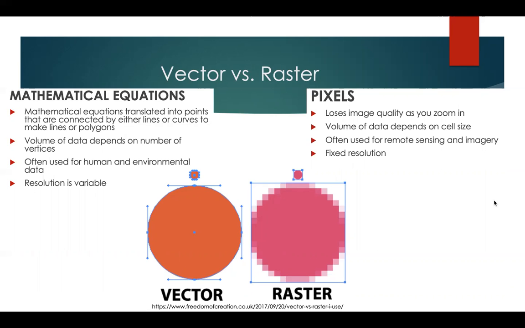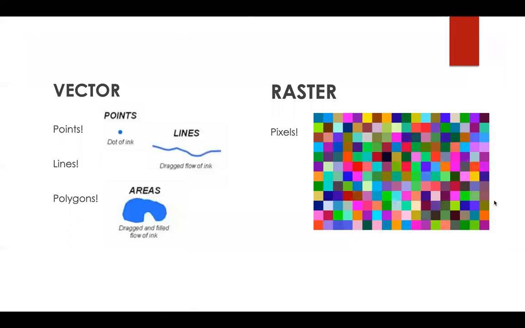Now, if this doesn't all make sense right now, don't worry. We'll spend a lot of time talking about raster and vector throughout the rest of this course. Vector relies on points, lines, and polygons. You'll probably get pretty sick of me talking about them. Raster, on the other hand, relies on pixels.